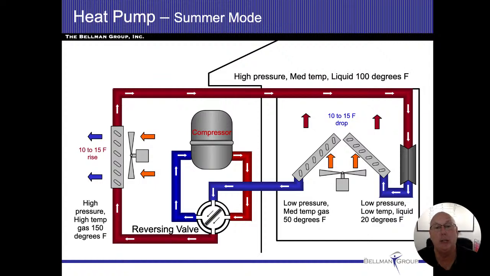And again, the only thing that's changed on here is that reversing valve, and where it sends that high temperature, high pressure gas. If we send it to the inside, we're going to discharge heat to the inside. If we send it to the outside, we're going to discharge heat to the outside. And wherever we're discharging our heat, we're absorbing heat from the opposite end. A heat pump works in both directions. Obviously, it can't do that at the same time. It's one or the other. All right. But a heat pump, as it differentiates from an air conditioning system, is strictly because of that reversing valve that exists there.